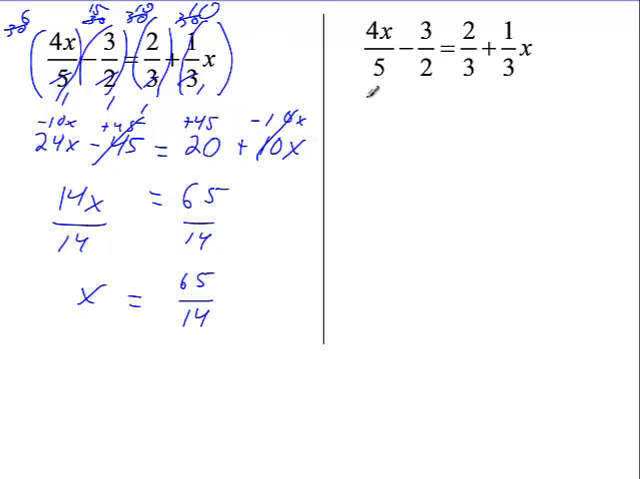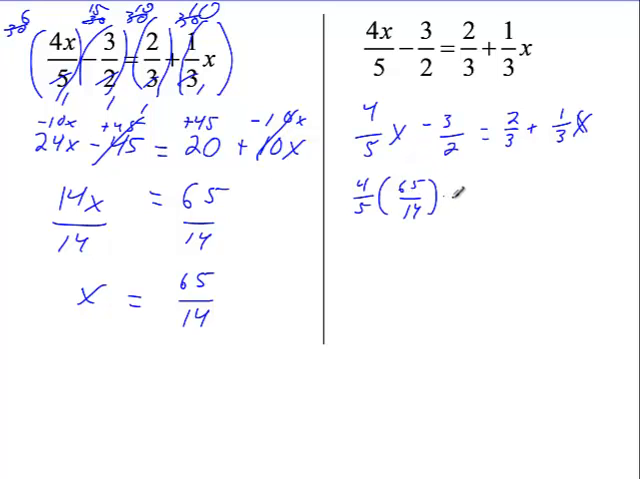When I check an equation like this, I first of all like to have a fraction. So 4/5 times x minus 3 over 2 is equal to 2/3 plus 1/3 x. Now it's easier for me to substitute in 4 over 5 times 65 over 14 minus 3 over 2 is equal to 2 over 3 plus 1/3 times 65 over 14. Now we can multiply by reducing any number from the top with any number from the bottom. 5 can reduce with 65, becomes 13.